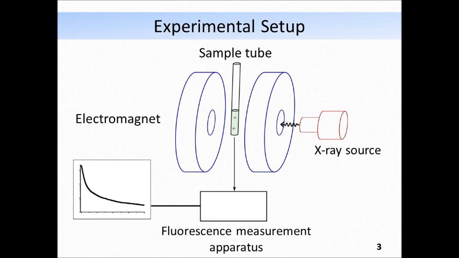And the main part is the fluorescence measurement apparatus, whose main part is a single photon counting unit, whose main part is a photomultiplier element. Temporal resolution of kinetics is about 2 nanoseconds.